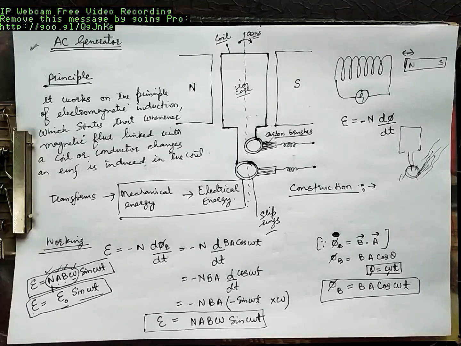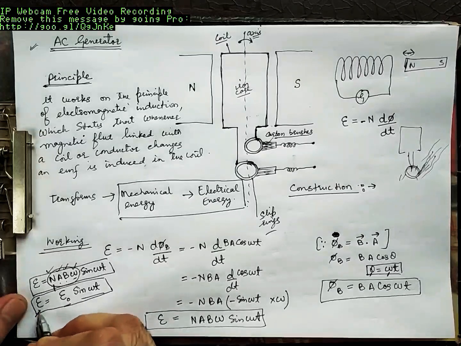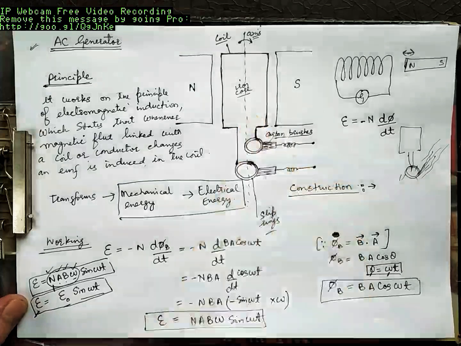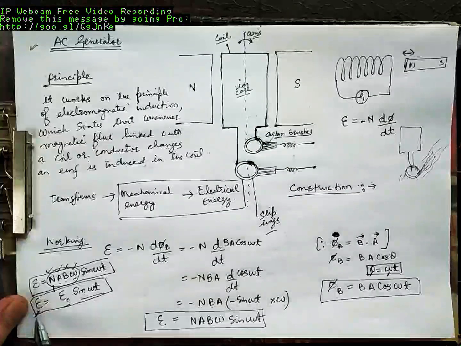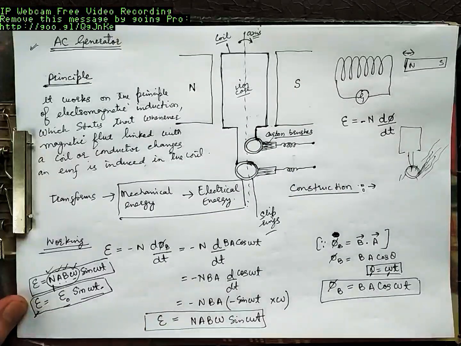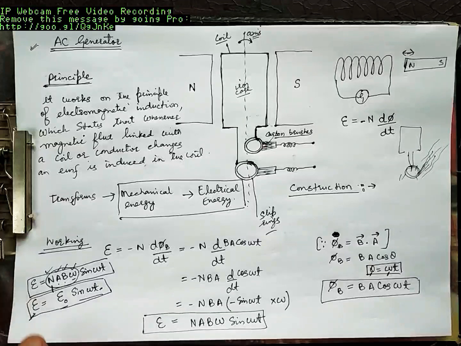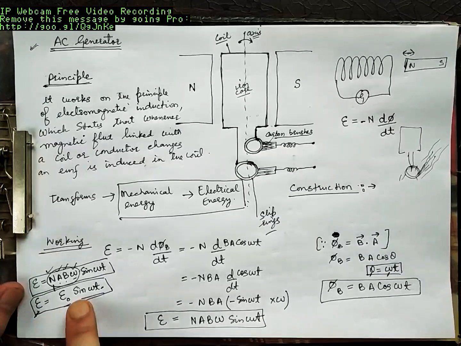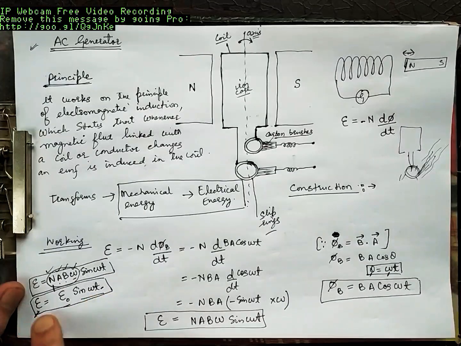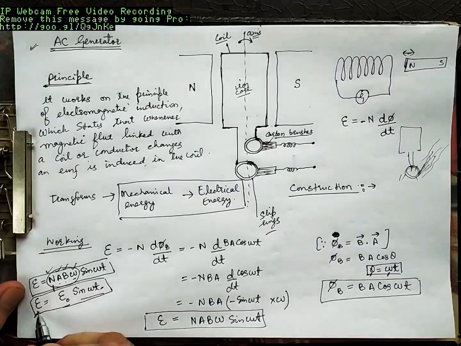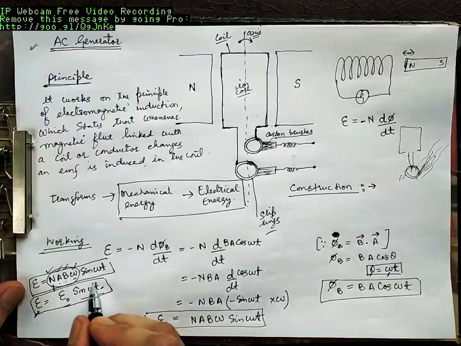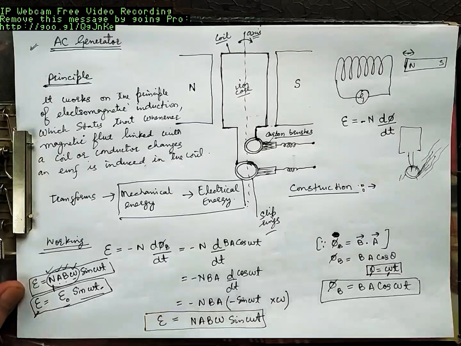Thus, this induced EMF E produced by this coil is not constant, but depends upon time t. This is a function of time t. This induced EMF E is equal to E naught sine of omega t. How does this induced EMF E depend upon time? It depends on time according to the relation sine of omega t.